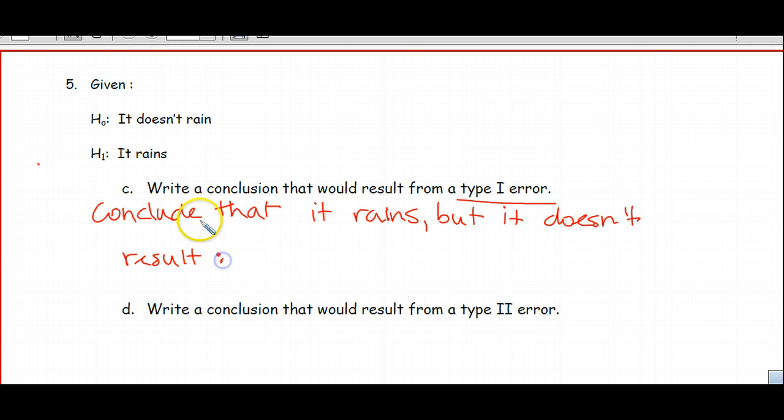So what is a result that could happen from that? If I said it's going to rain today, I bring my umbrella. But it doesn't rain, so I didn't need it.